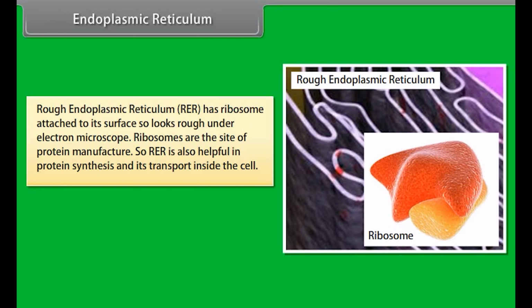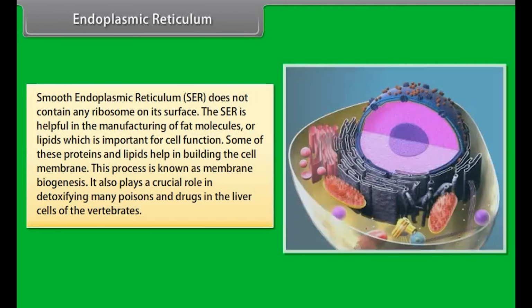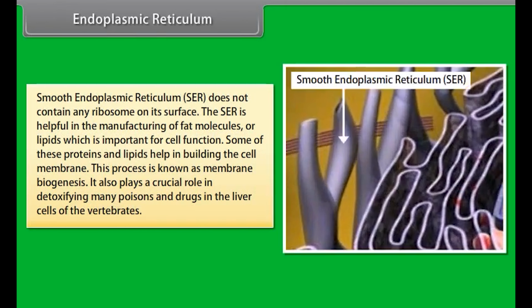Ribosomes are the site of protein manufacture, so RER is also helpful in protein synthesis and its transport inside the cell. Smooth endoplasmic reticulum, SER, does not contain any ribosomes on its surface. The SER is helpful in the manufacturing of fat molecules or lipids, which are important for cell function. Some of these proteins and lipids help in building the cell membrane. This process is known as membrane biogenesis. It also plays a crucial role in detoxifying many poisons and drugs in the liver cells of vertebrates.